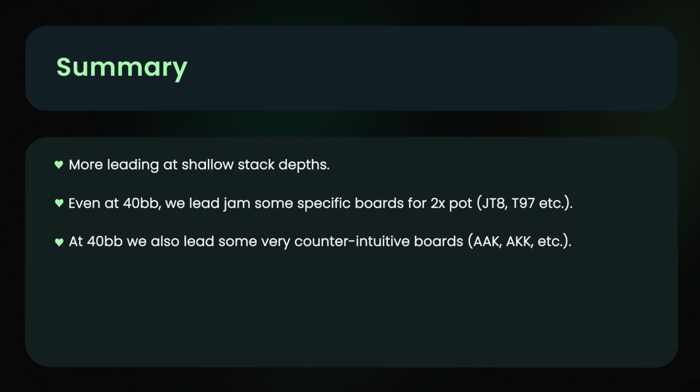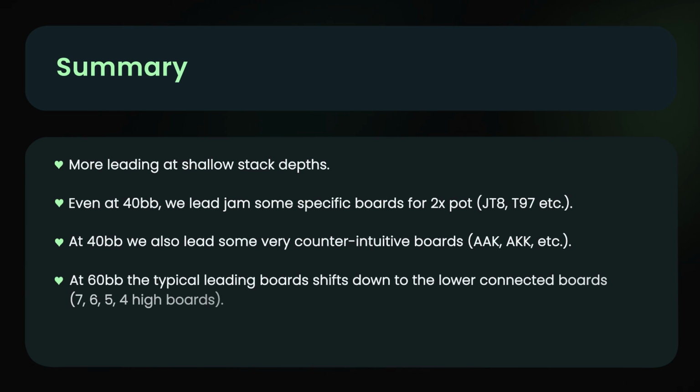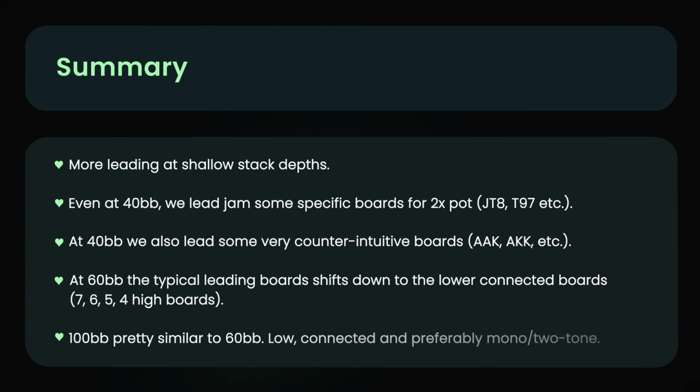Once we get a bit deeper to 60 big blinds, the favored boards change a lot. We now start by favoring 7-high, 6-high, 5-high, and 4-high boards instead of the jack-high, 10-high, ace-king-high. So yeah, it shifts a lot down to this region. At 100 big blinds, it's very much the same type of flops as at 60, just low, connected, preferably mono or at least with a flush draw.